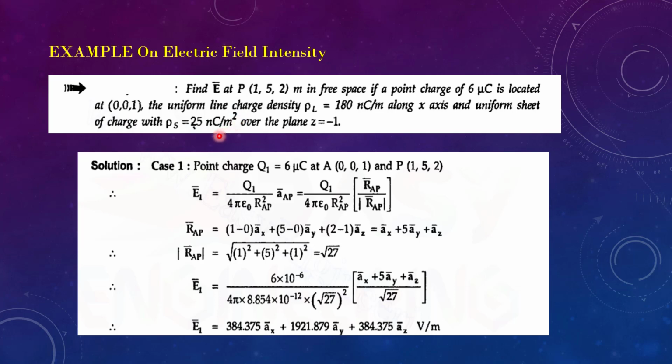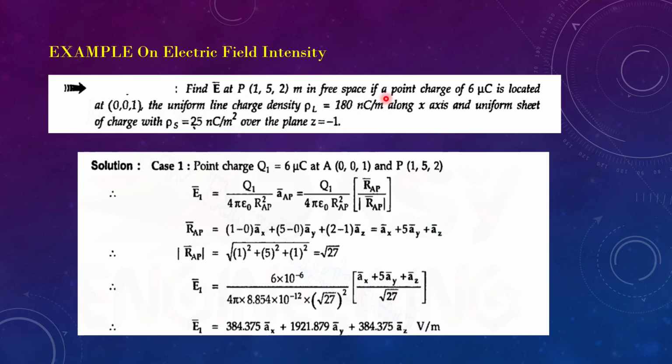Then in the second case we will find the electric field intensity at point P due to the uniform line charge density rho L. And in the third case we will find the electric field intensity at point P due to the surface charge density, which is given as rho S equal to 25 nanocoulomb per meter square over the plane z is equal to minus 1. So one by one we'll see these cases.